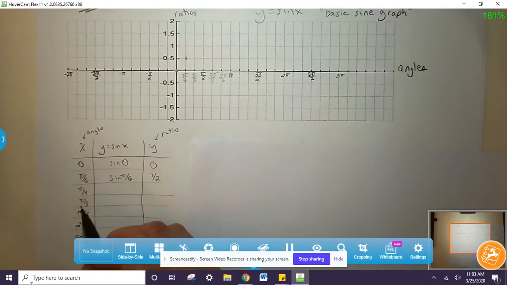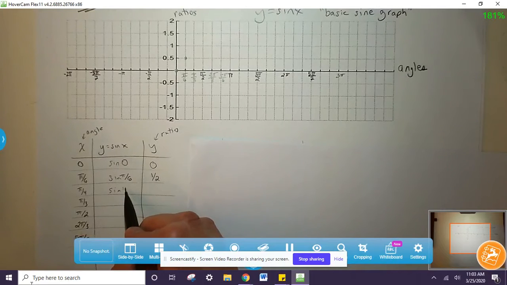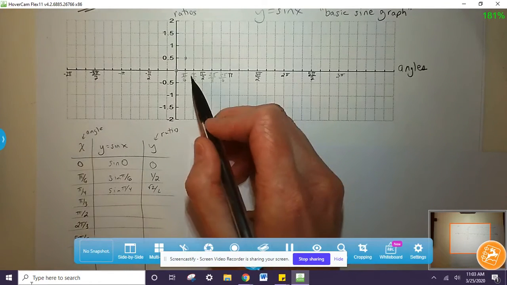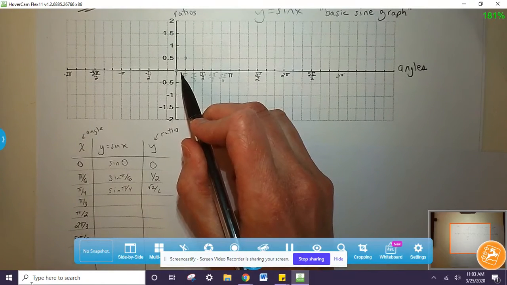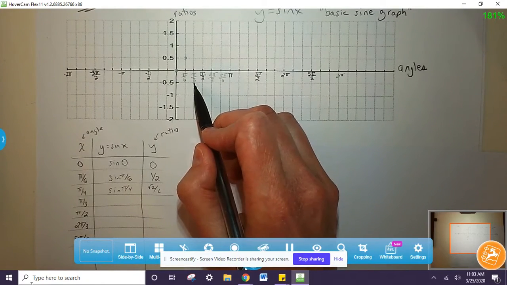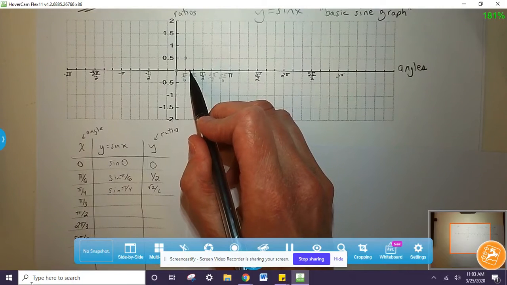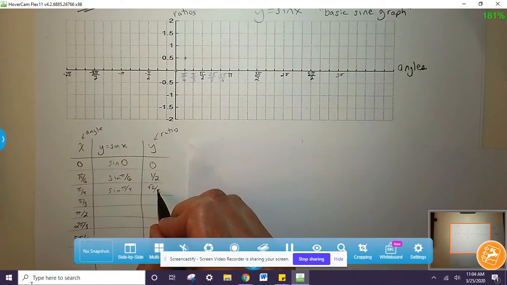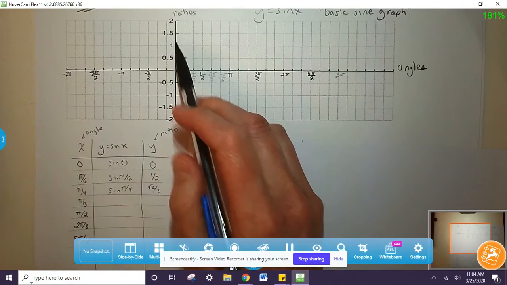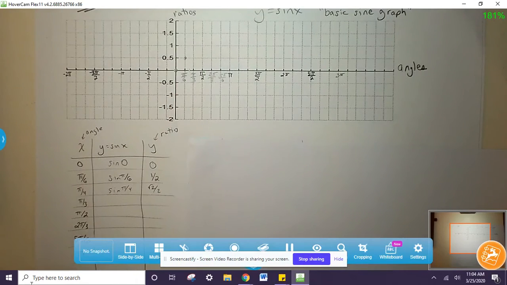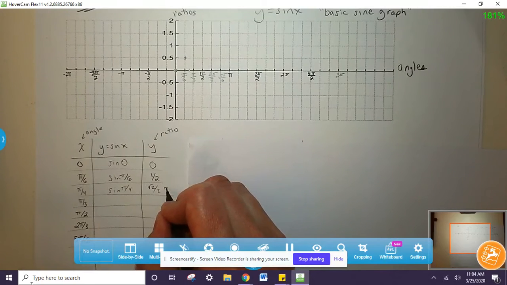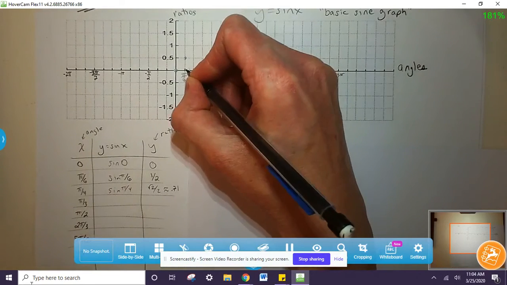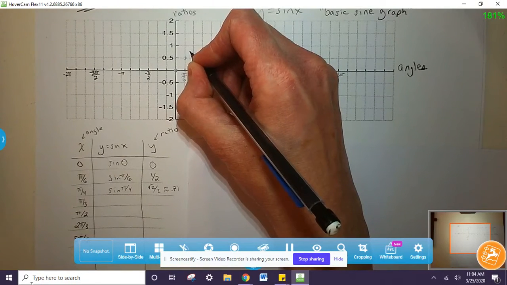Pi over 4 is the next angle on your unit circle. And the sine of pi over 4 is radical 2 over 2. And I don't have pi over 4 listed here, but since we know that this is 30 and this is 60 degrees, then 45 must be halfway between. So that's where pi over 4 is going to go. And radical 2 over 2, I don't know exactly where to put that on my y-axis. So I put that into my calculator before and got a decimal approximation of 0.71. So I can plot pi over 4, 0.71.